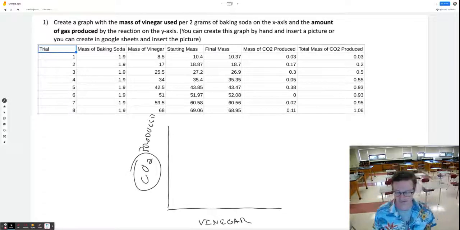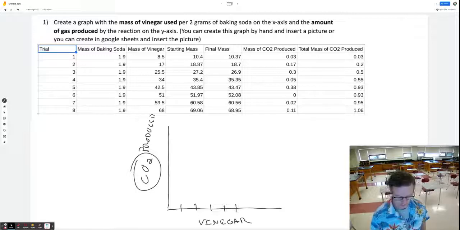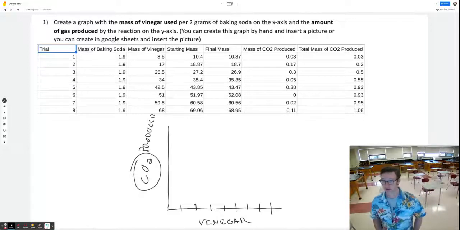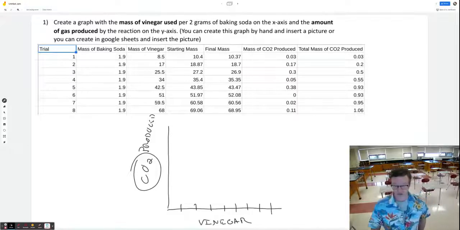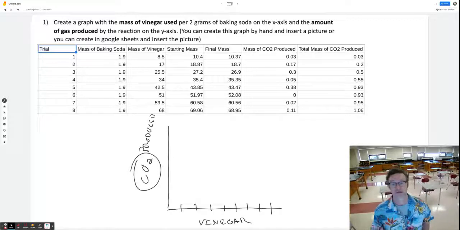again, your numbers are going to be different. So I'm just going to do trial 1, trial 2. So I'm not going to put the amounts in, but when you do this, the numbers that you're going to put on the x-axis will be the actual amount of vinegar that you used in each trial. So again, some people might have used 5, some used 3 or 4, some might have used 10. So whatever numbers you used for the amount of vinegar each time, that is what you put in here.